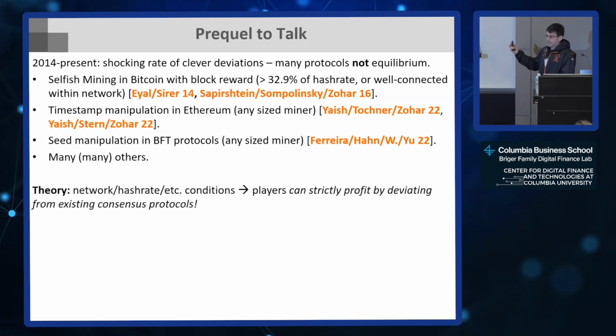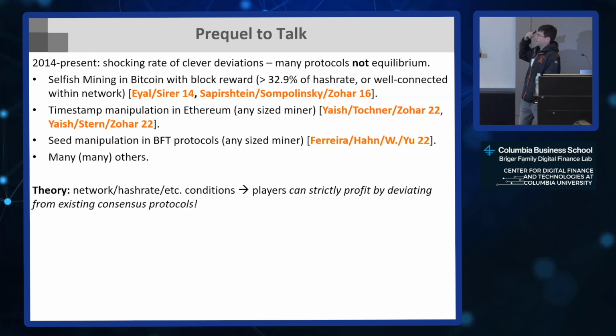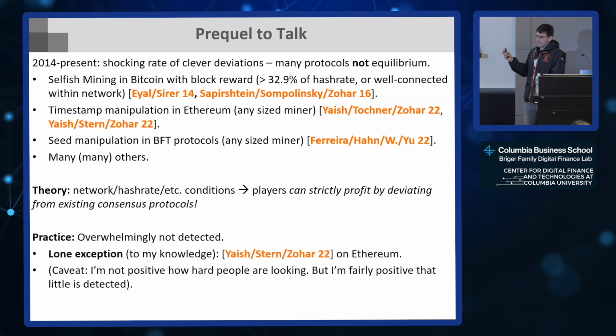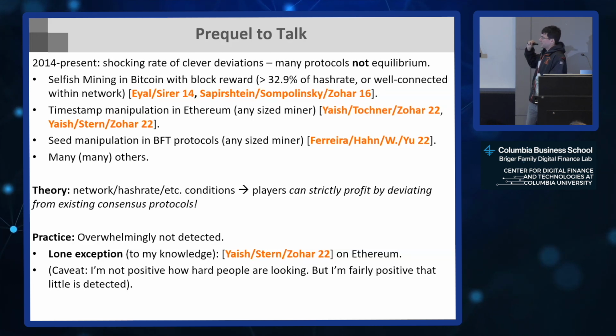As a theorist, we say that's pretty cool. There are all these conditions under which players can strictly profit by deviating from existing consensus protocols. And then overwhelmingly, nobody is doing this. There's one exception, from a paper of Aviv, who was the first speaker in this session. That is the only exception I know of where anyone has done any of these profitable manipulations in practice.